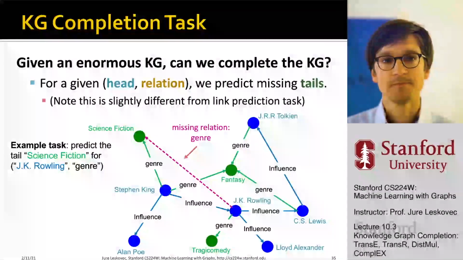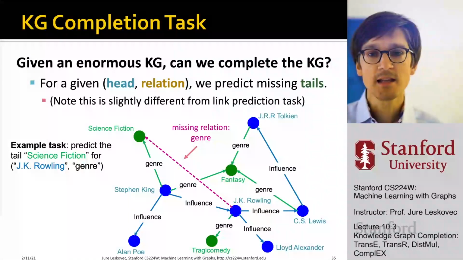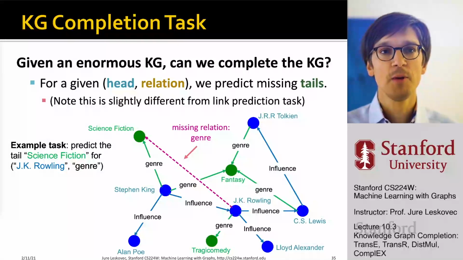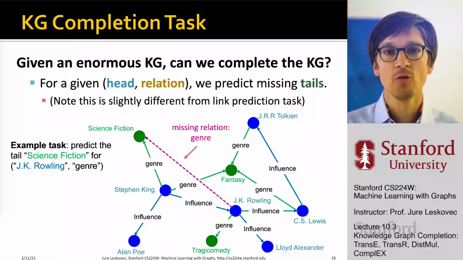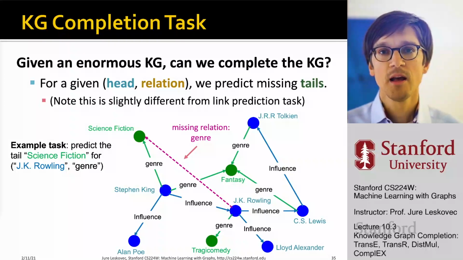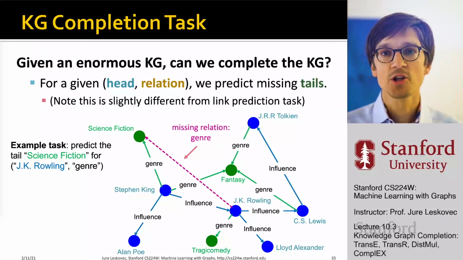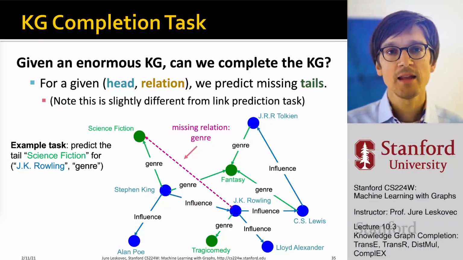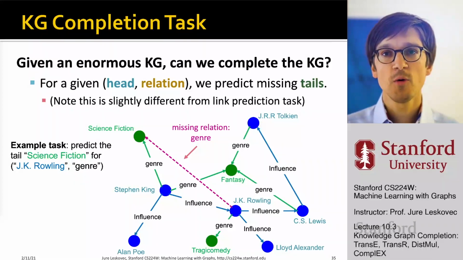can capture and predict. So let's think about the knowledge graph completion task, where we are given an enormous knowledge graph, and the question is, can we impute, can we predict missing information, because the knowledge graph is incomplete? The way the task works is that we are given the head node, we are given the relation type, and we'd like to predict the missing tail.